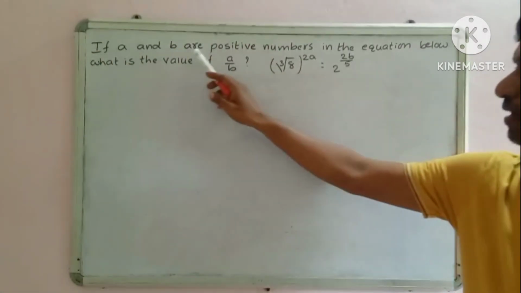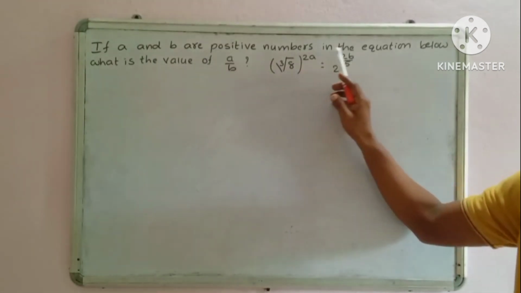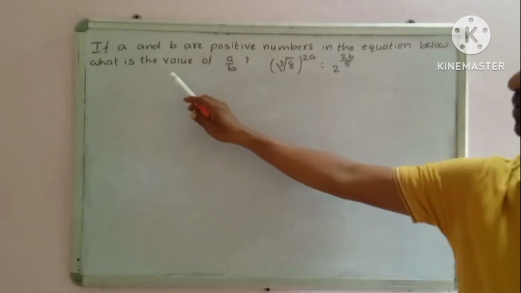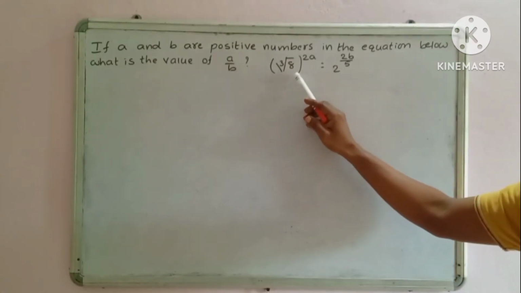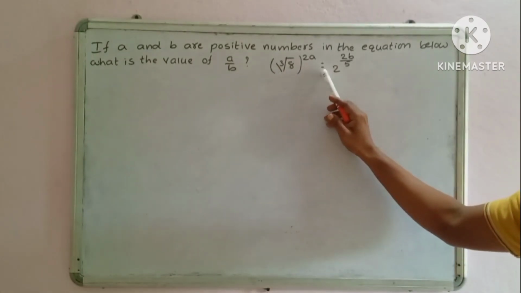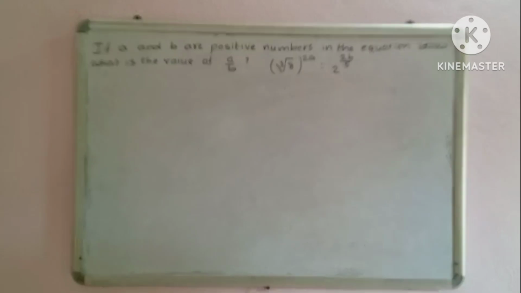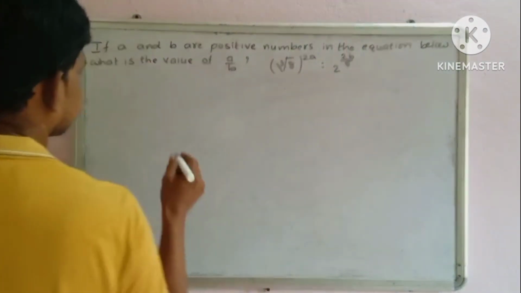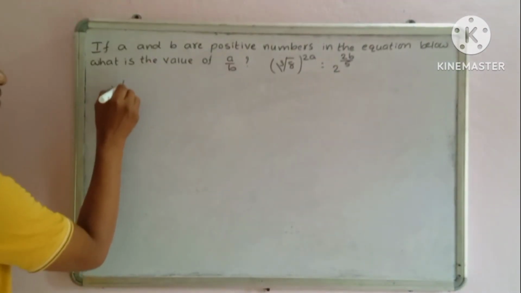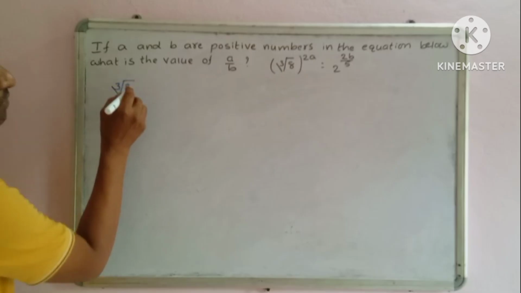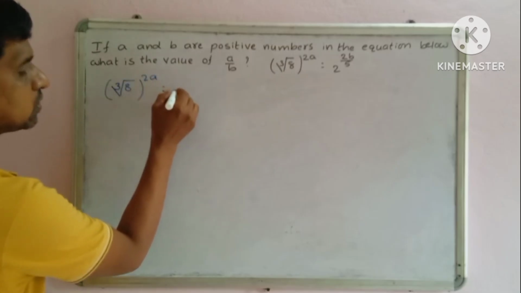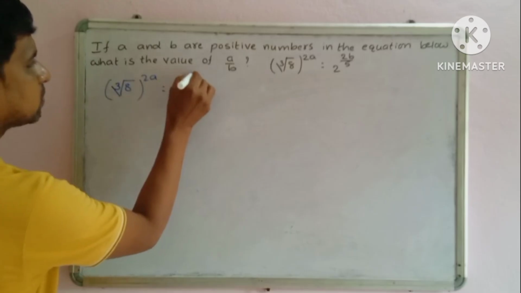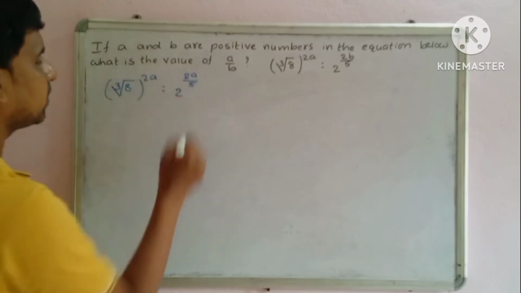If a and b are positive numbers in the equation below, what is the value of a by b? The equation is cube root of 8 power 2a equals 2 power 2b plus 5. See the given equation, cube root of 8 power 2a equals 2 power 2b by 5.